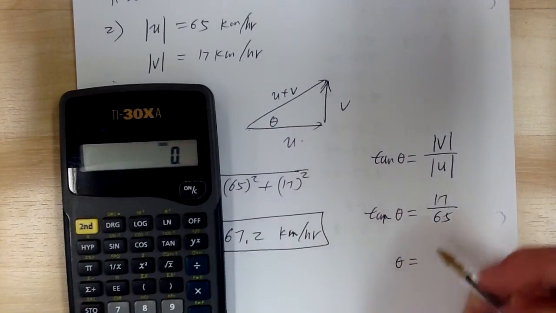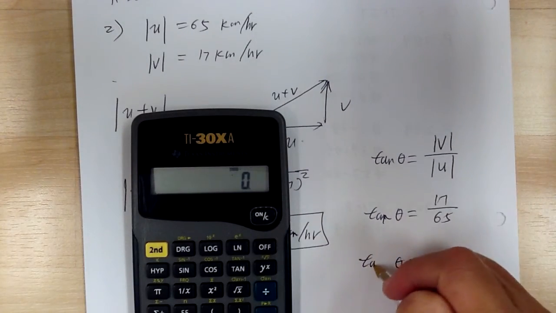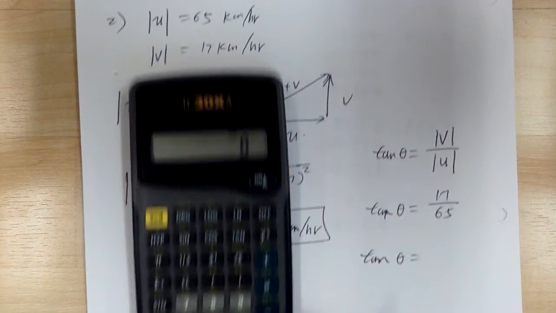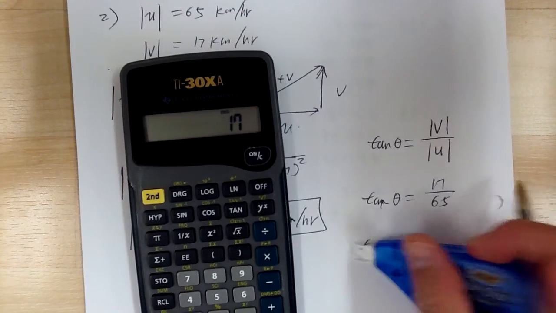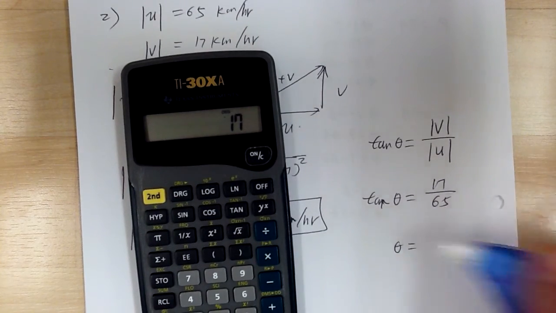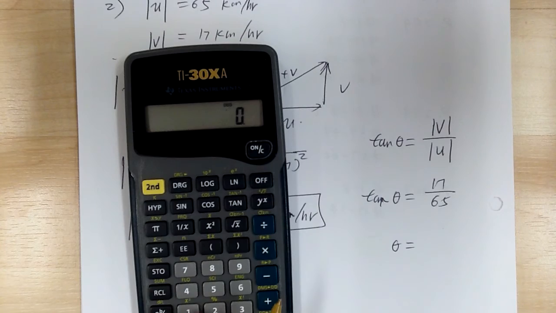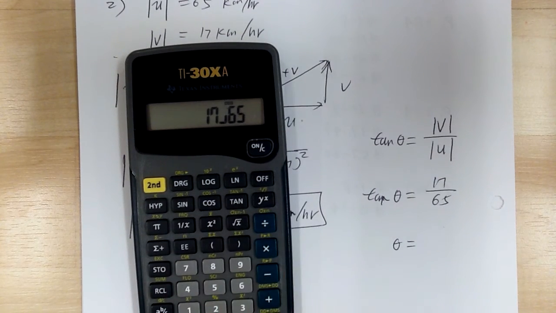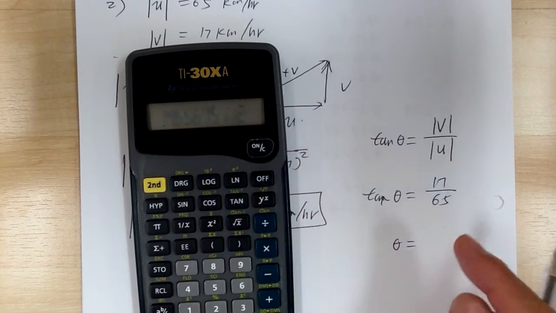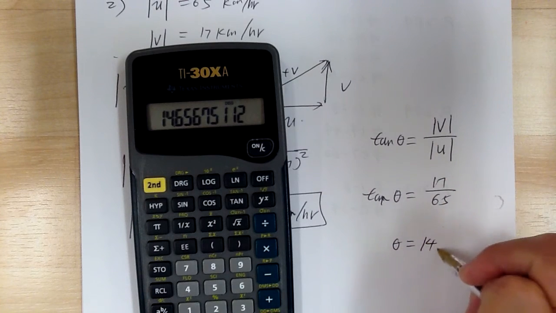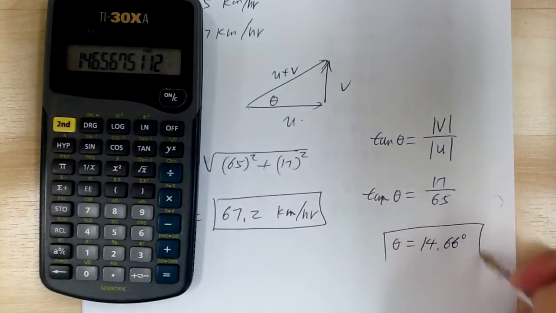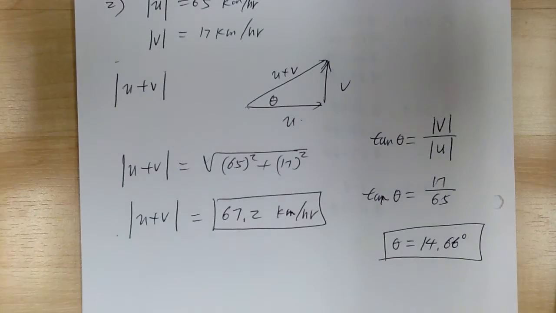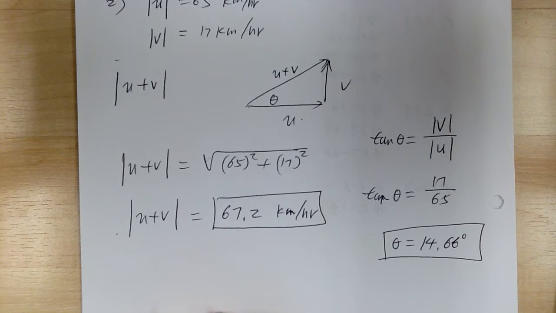So you can get theta, let's do it step by step. So tangent theta equals 17 over 65. Let's just go and do it directly, because you're using the calculator anyway. So just go 17 over 65, and you go second tangent, and that will give you 14.66 degrees. Okay, and that's it. Very simple, just think of it like a right triangle.